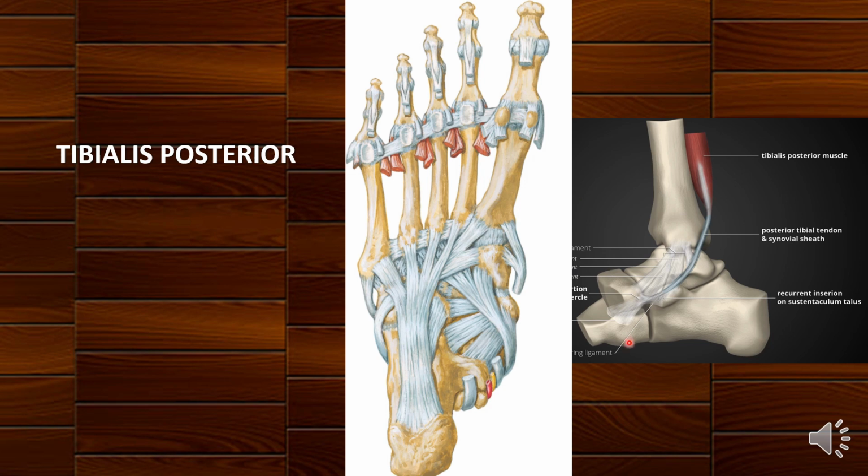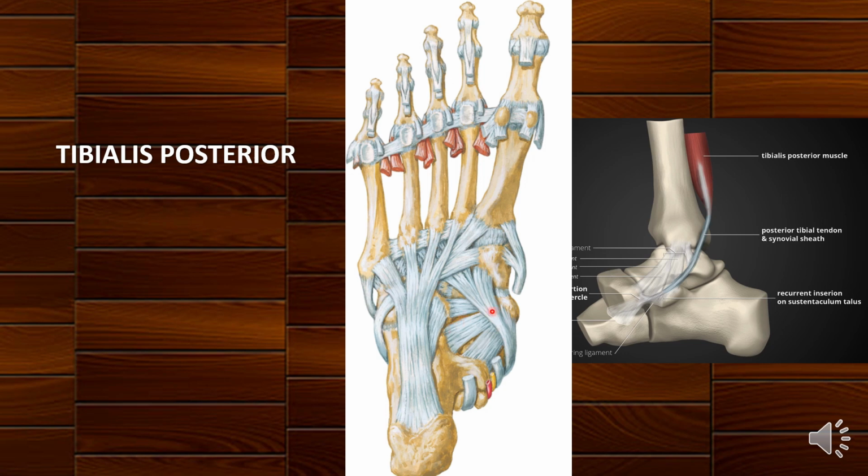So tibialis posterior has an extensive insertion. Most of the tendon is getting inserted into the tuberosity of the navicular bone. So this is the talus, this is the navicular bone, the boat-shaped navicular bone, with the tuberosity on the medial aspect. Most of the tendon is getting inserted into the tuberosity of the navicular bone, and after that, it is giving so many extensions to most of the metatarsal bones and most of the tarsal bones.